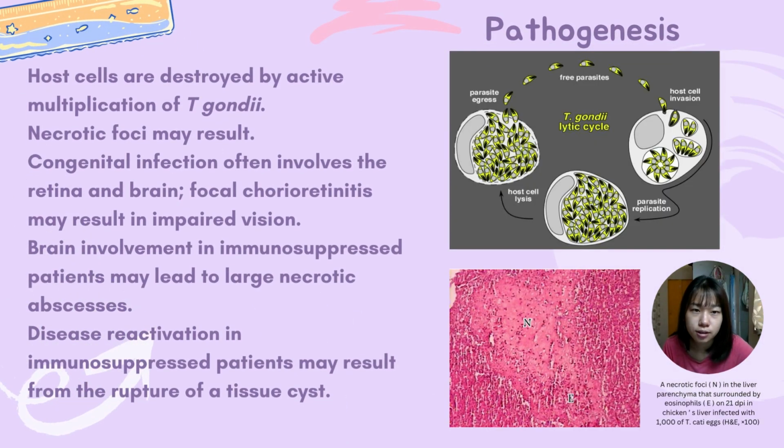Regarding the pathogenesis, after the parasite invades the host cell, it replicates actively and causes host cell lysis, and necrotic foci may result. The congenital infection often involves the retina and brain, which is why it causes impaired vision, and large necrotic abscesses may appear in the brain of immunosuppressed patients. Disease reactivation in immunosuppressed patients may result from the rupture of a tissue cyst.